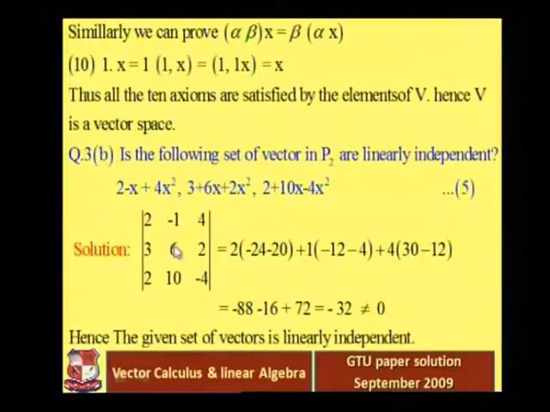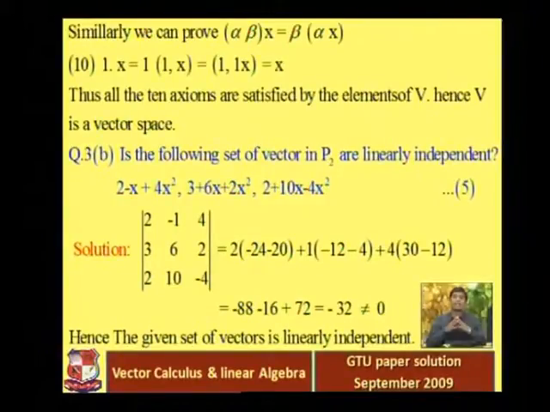question 3b: are the following set of vectors in P2 linearly independent? That is the question. We have three polynomials, right? This is a shortcut method to prove that the given set of vectors are linearly independent or dependent. We have three polynomials of P2. P2 means the set of polynomials of degree 2, right? And we know that the dimension of P2 is equal to 3. In general, the dimension of Pn is equal to n plus 1. So we know that the dimension of P2 is 3, and we have exactly 3 vectors, right?